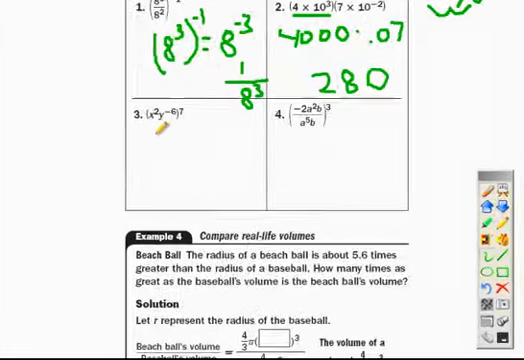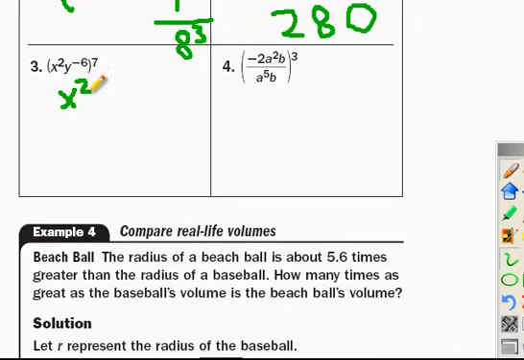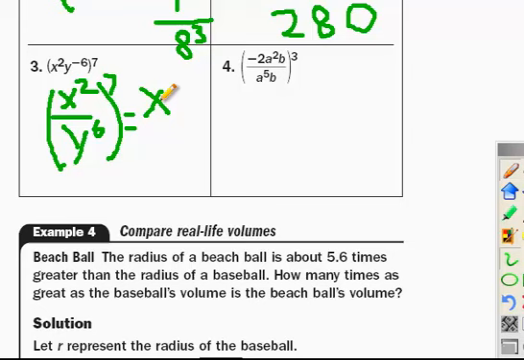Take a look at number 3. I think my first move on number 3 would be to move that y to the negative 6 to the bottom and make it y to the positive 6. And then when you take everything to the 7th power, you end up with x to the 14th, 7 times 2 is 14, and y to the 42nd.